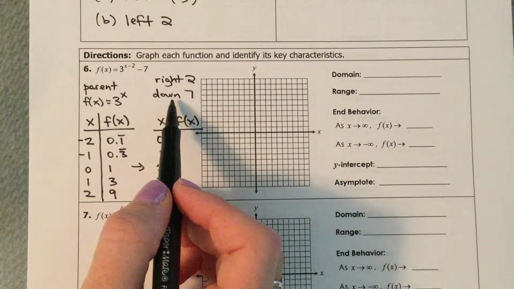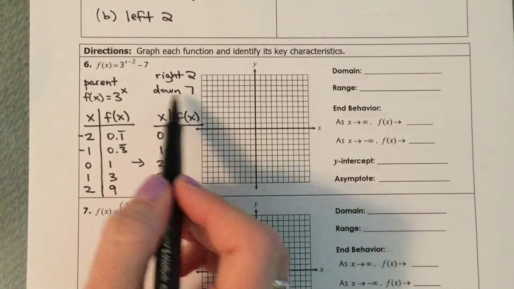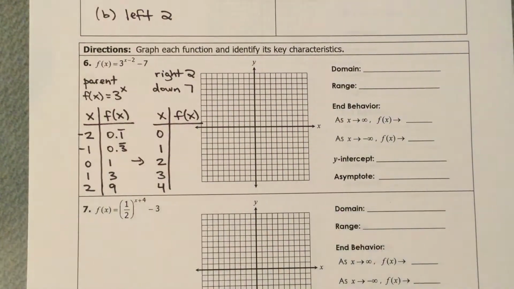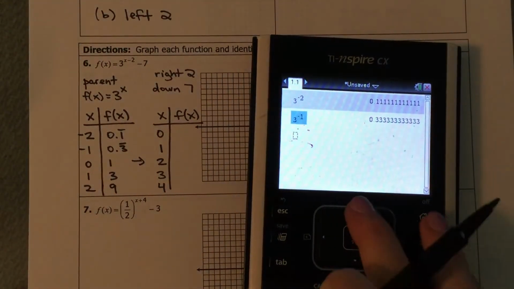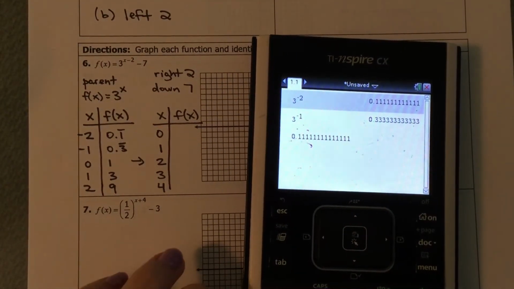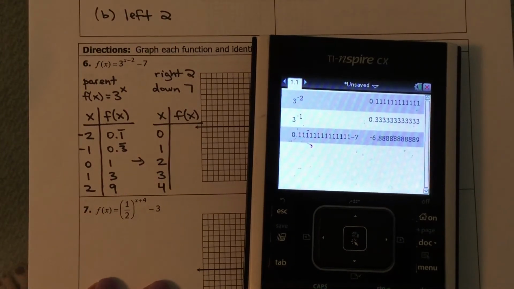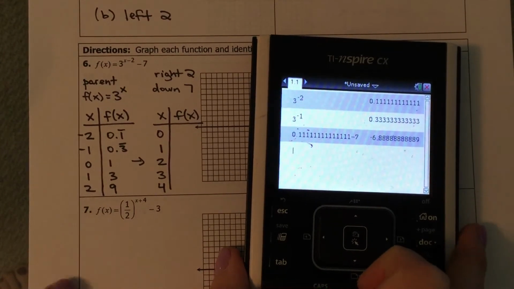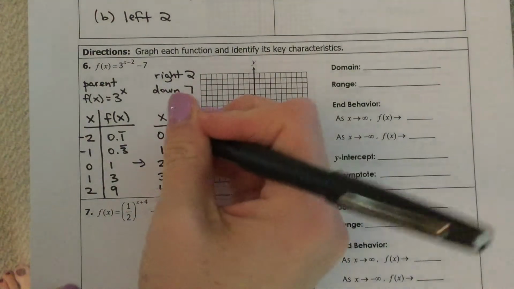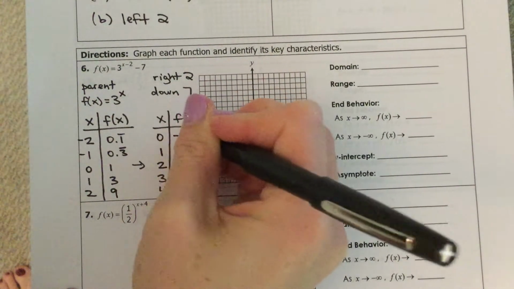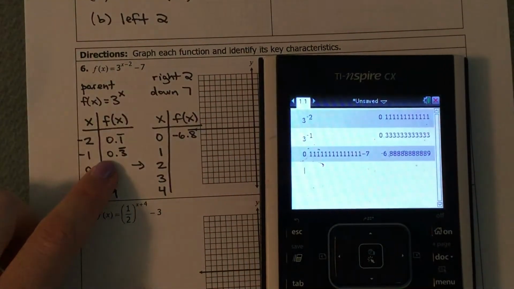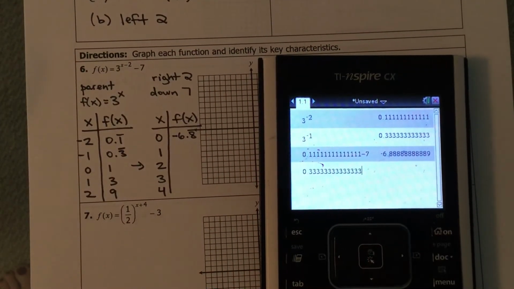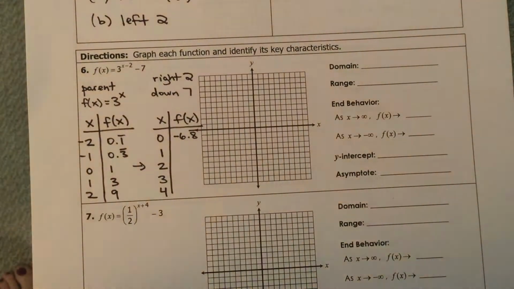Next thing I'm going to do is move my y values down 7 units. And this is where it wouldn't be the worst idea to have a calculator. So if you had this value, the 0.1 repeating, and you moved it down 7 units, then you get negative 6.8 repeating. And then if I did the same thing with 1, if I had this 0.3 repeating, this value, and subtracted 7, I end up with negative 6.6 repeating.